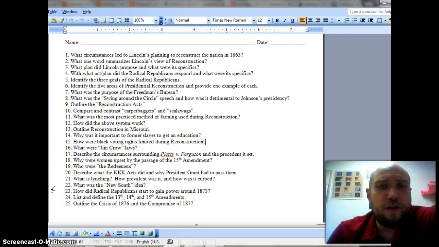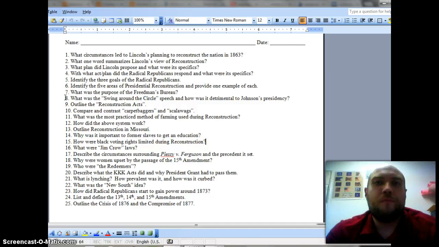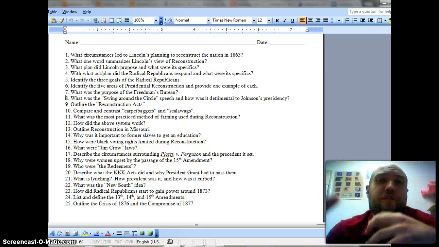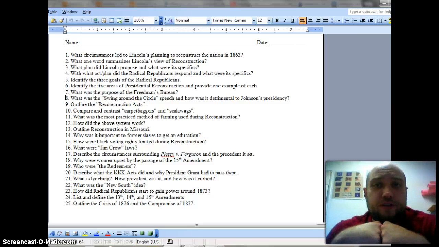The Freedmen's Bureau, number seven, the purpose was to distribute food and supplies and find housing and promote education for freed slaves as well as poor whites. Okay, the swing around the circle speech, number eight. This is Johnson's attempt to try to draw more moderate people into supporting his point of view and his candidates that he wants to run and put in Congress.